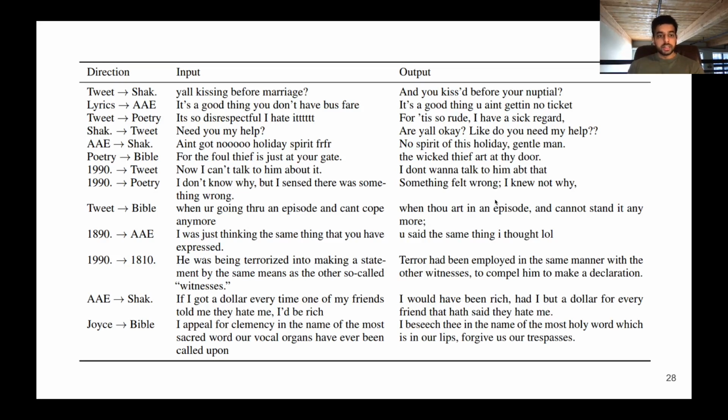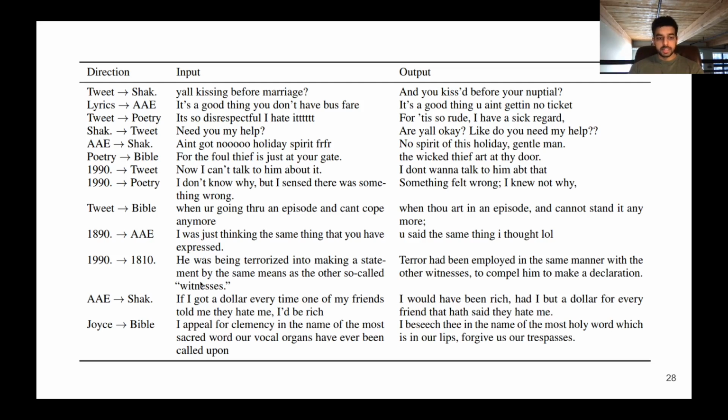So I wanted to wrap up with some examples. I didn't mention this, but we also created a new data set with 11 or 12 different styles and many different pairs that you can look at. So Twitter to Shakespeare, as an example: "y'all kissing before marriage" was the input sentence, and we translated it over to Shakespeare, and it said, "and you kissed before your nuptial." So you can see that it's doing a good job at syntactically and lexically capturing some elements of Shakespearean style. It also works fairly well on longer sentences.